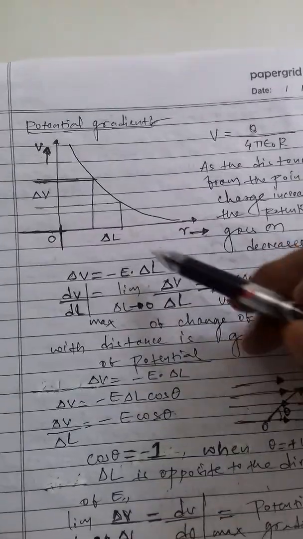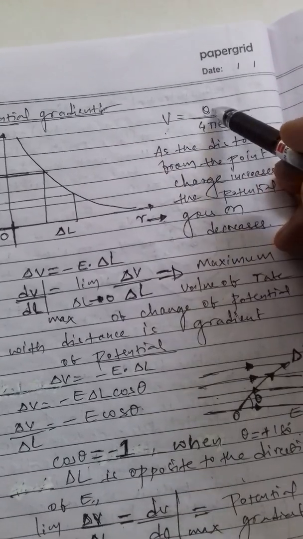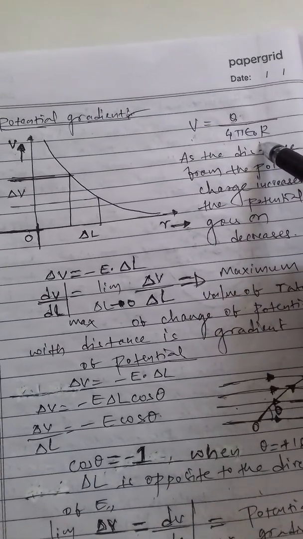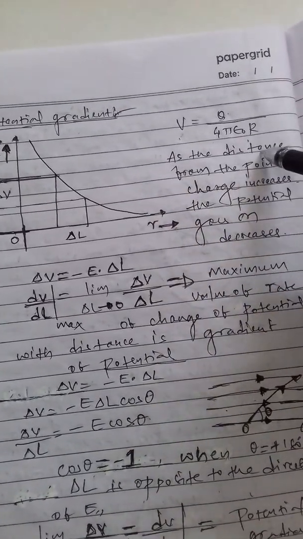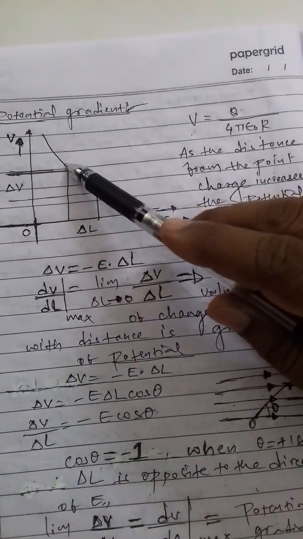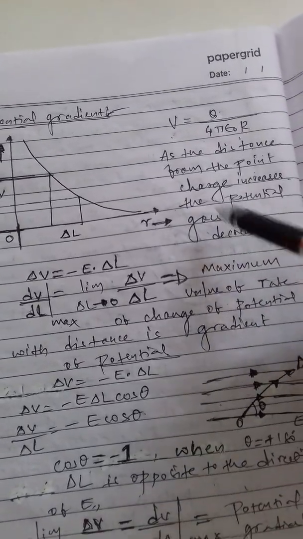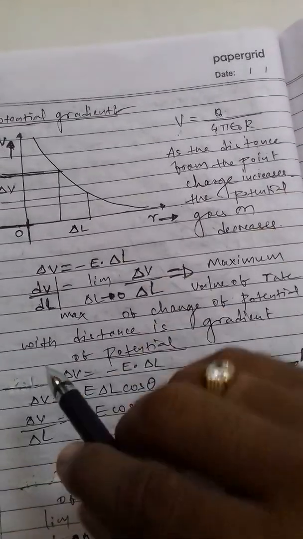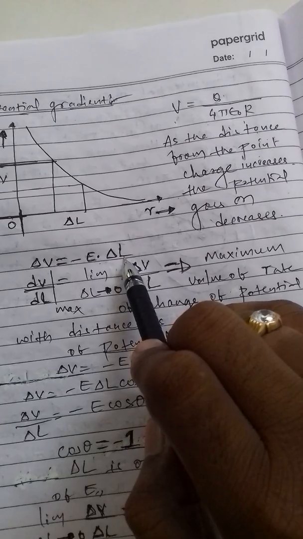Here, the potential gradient. We know that the potential V is equal to Q upon 4 pi epsilon naught R. That is the equation for the potential. As the distance from the point charge increases, the potential goes on decreasing. Here you know the relationship between the potential and the electric field: delta V is equal to minus E dot delta L.